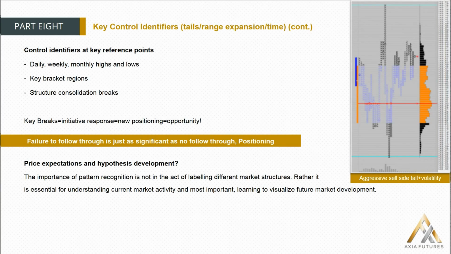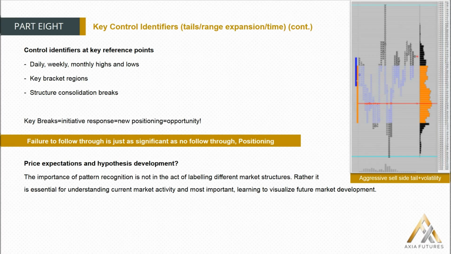Now, as we continue the discussion on the control variables, it's important to understand what the various control variables might mean, whether they're strong or weak, but it's also crucial to understand where these control variables are occurring. So, important is control variables around reference points, and those reference points can be daily, weekly, monthly highs and lows. That can be key bracketed regions. That can be consolidated structural breaks.